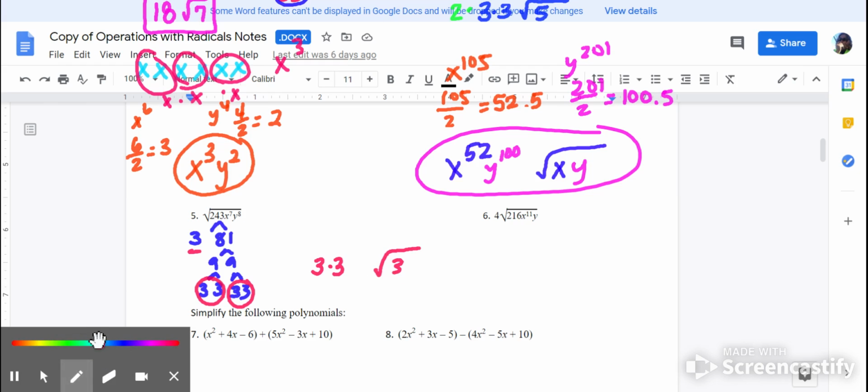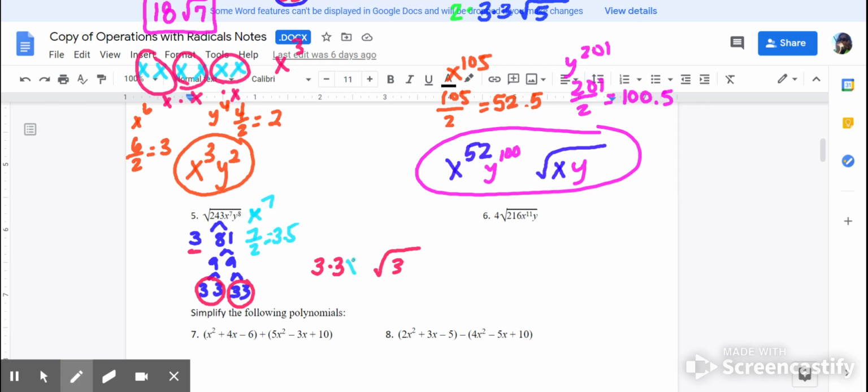Now I need to come back and deal with my variables. So I have x to the 7th. So 7 divided by 2 is going to give me 3.5, which means there is x to the 3rd on the outside with an x left over on the inside. Then I still need to deal with my y's. So y to the 8th power, 8 divided by 2, because I'm looking for pairs, is 4. So that means I'm left with y to the 4th, and there was none left over.